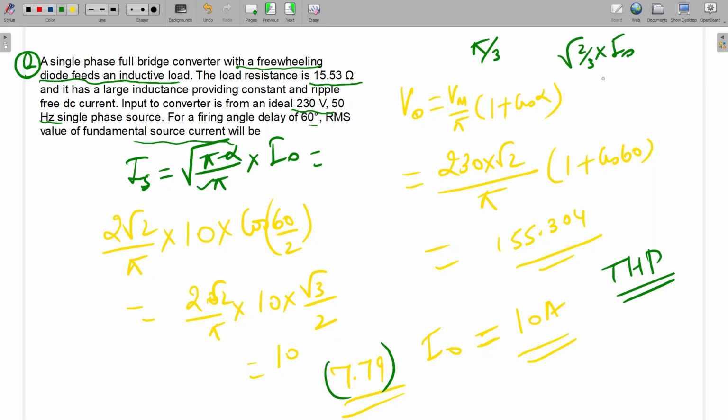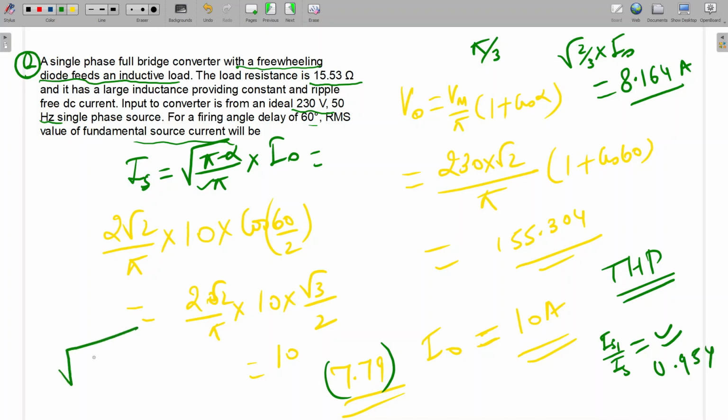So this will be 2 by 3 into I naught, which is 8.164 amps. Now we can calculate IS1 by IS. How much are we getting? 0.954. So THD will be the square root of 1 by 0.954 square minus 1. This will be the THD value.